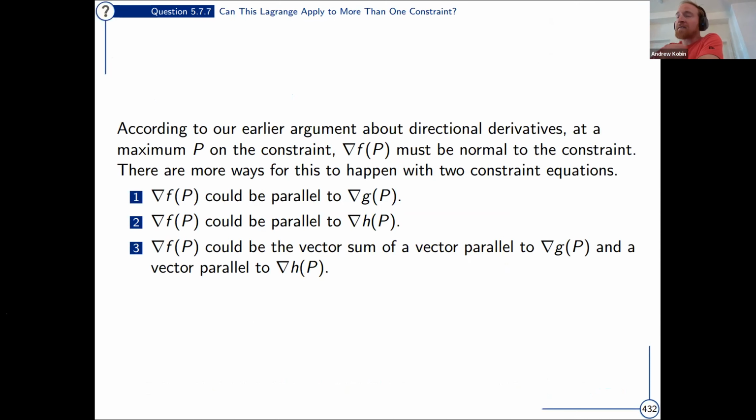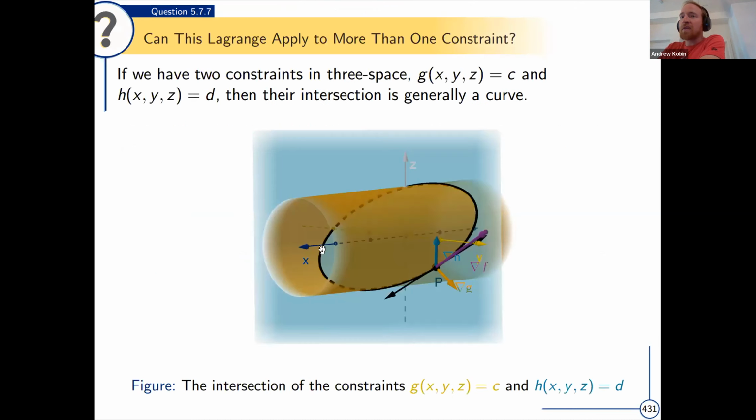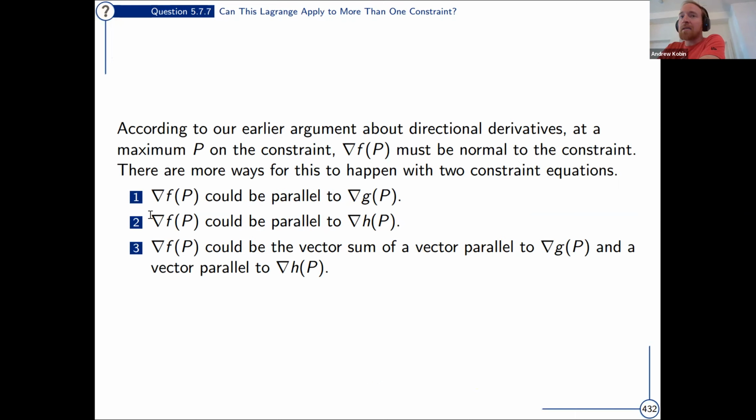And there are a few different possibilities for what happens geometrically. Using directional derivatives, you can show that with 2 constraints, the gradient of f at a critical point of the function on this constraint could be parallel to the gradient of g directly. That would mean that it's just subject to the g constraint, meaning the cylinder, it's already a critical point on that piece of the puzzle. Separately, it could be a critical point on the h constraint, which would mean that the gradient of f is parallel to the gradient of h at the point.